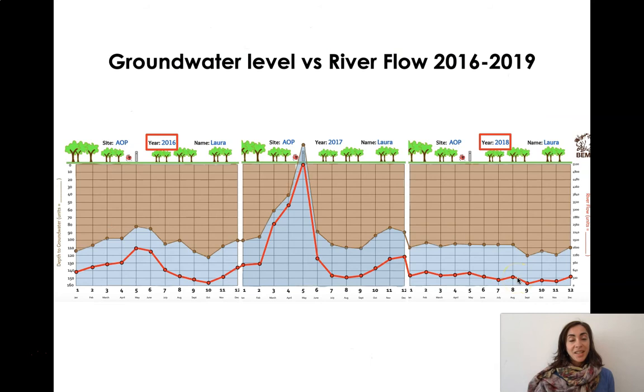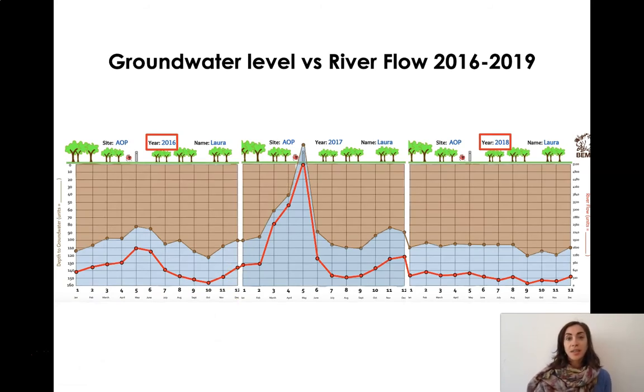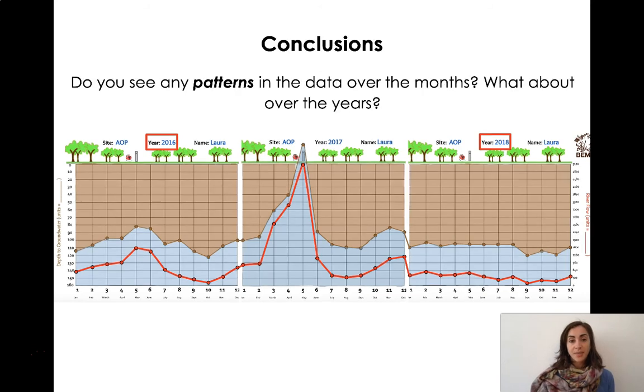So the next thing I want you to do is, if you have represented several years for the same site, put all these graphs together, similarly to what I've done in here. So you would have the years 2016, 2017, 2018, all in a row, so you can see in each month for the full year what has been happening. And let's look really closely: what is this site telling us about the groundwater and river water data?